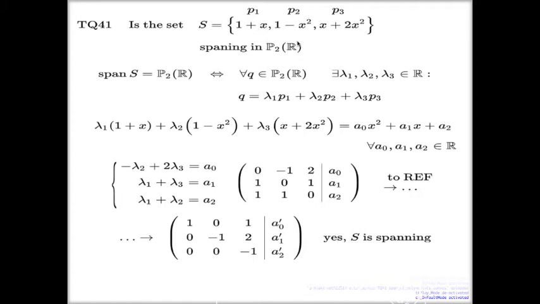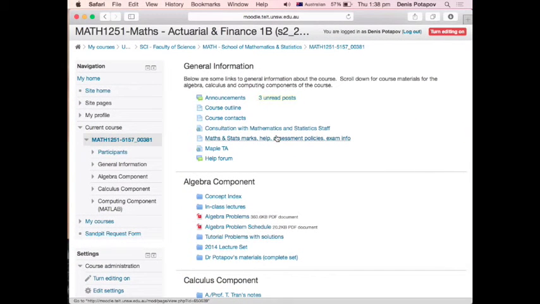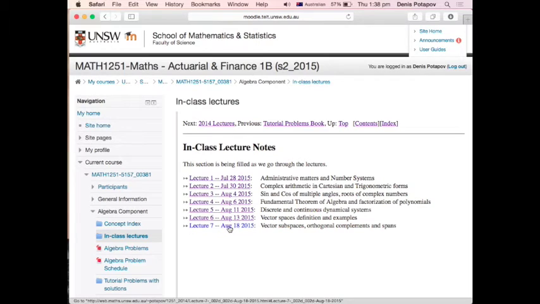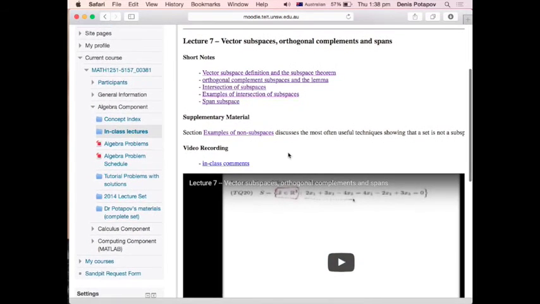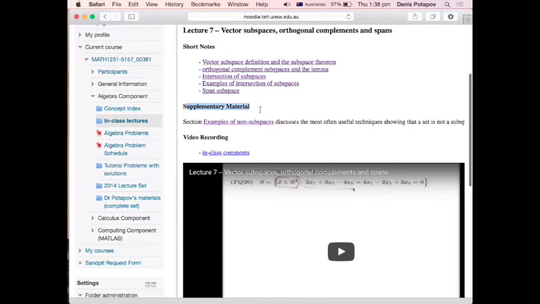I'm not sure if you followed my uploads on Moodle. On Moodle, I put together a few other examples in this section. I made the upload of lecture 7, I think it was this morning actually. Under this section, supplementary material, I put these examples of non-subspaces. Those are more examples or techniques which you need when you need to convince someone that a particular set is not a subspace.